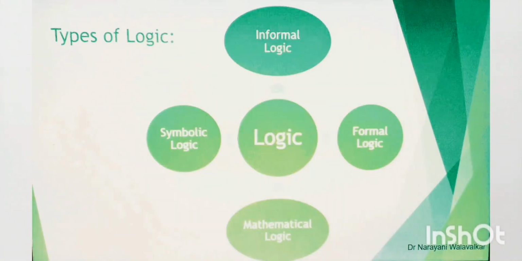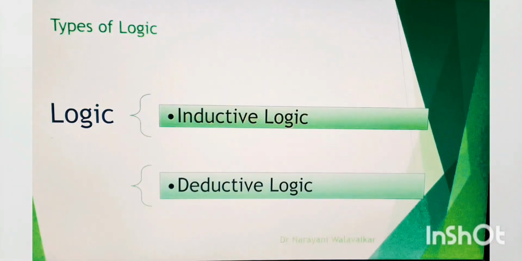There are 4 different types of logic: formal logic, informal logic, symbolic logic and mathematical logic. For homeopathic purposes, we will need formal logic. In formal logic, there are 2 types: one, inductive logic, and the other, deductive logic. Please, doctors, remember these words, inductive logic and deductive logic.